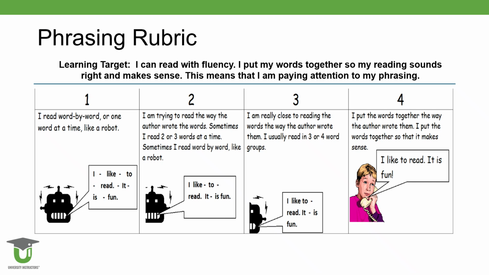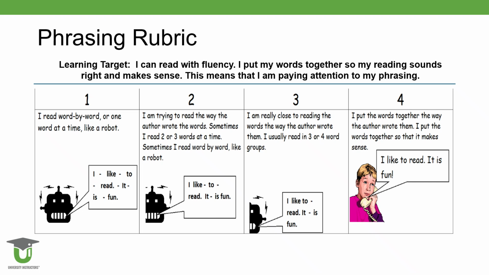Earlier in the module, we looked at an instructor-facing rubric to measure fluency. To support students in self-assessing their own reading fluency, however, visually friendly rubrics with clear criteria for success can be very helpful. After introducing a learning target to students, in this case, the learning target is, "I can read with fluency. I put my words together so my reading sounds right and makes sense. This means that I am paying attention to my phrasing." After students have been introduced to the learning target, show them the phrasing rubric.